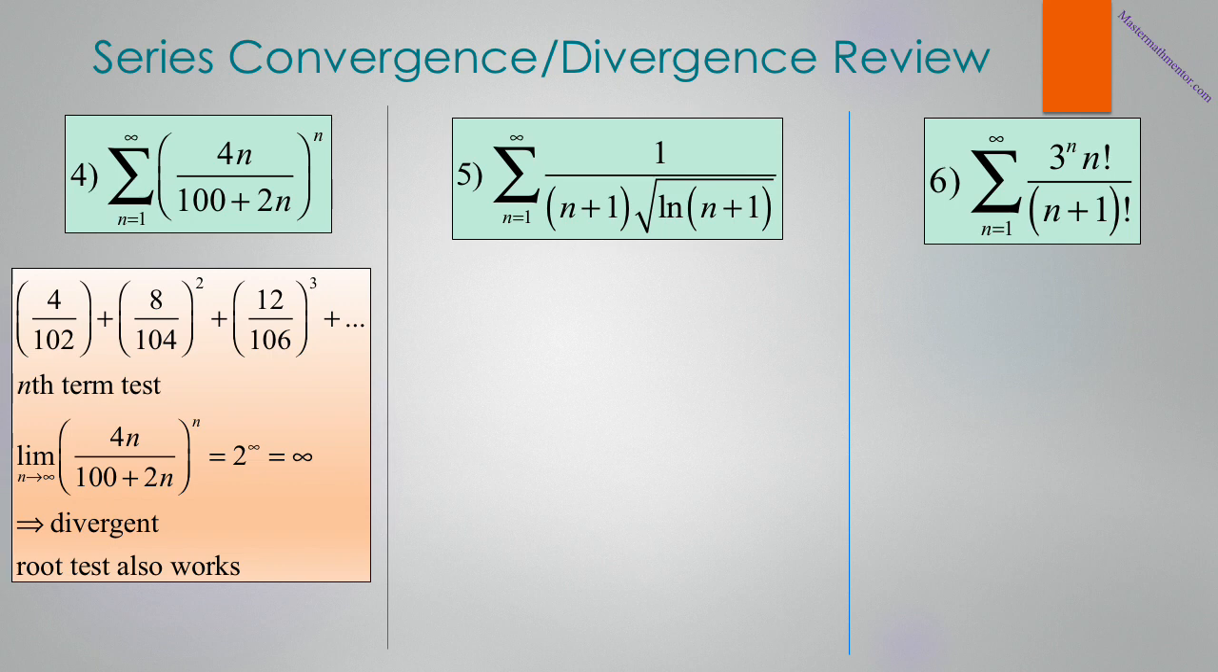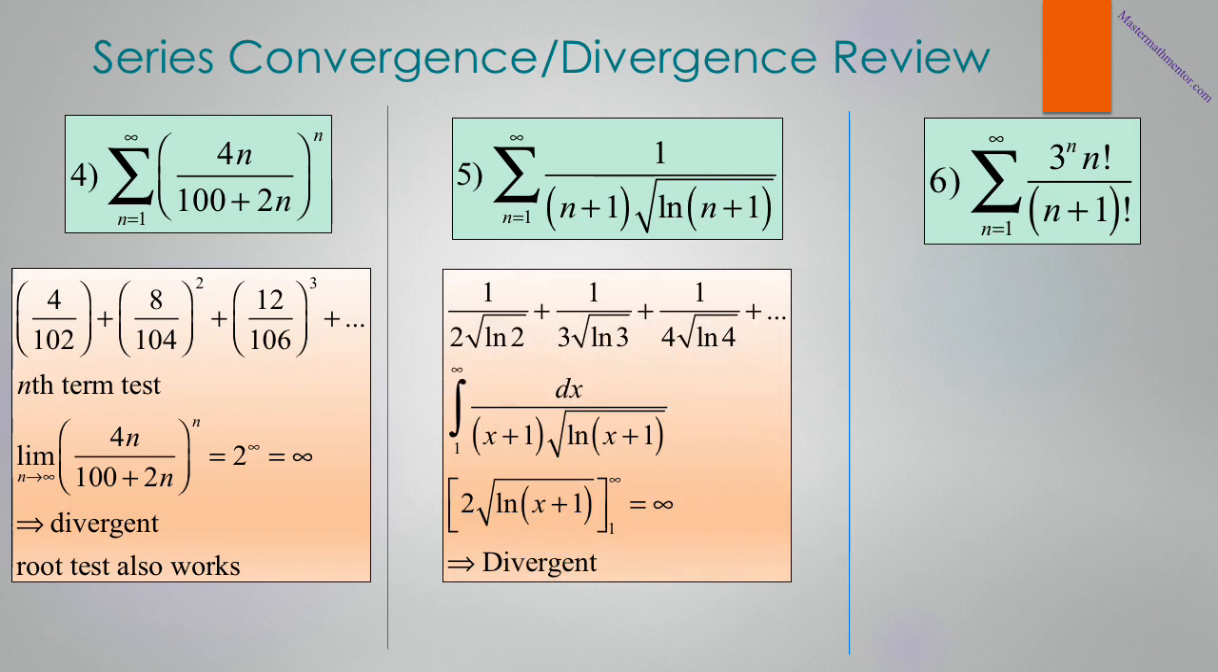We will use our nth term test and look at the limit as n approaches infinity of 4n over 100 plus 2 raised to the n. And we end up getting 2 raised to the infinity, which is infinity. So this is clearly divergent. And we also find that the root test, because of the nth power here, will work very well.